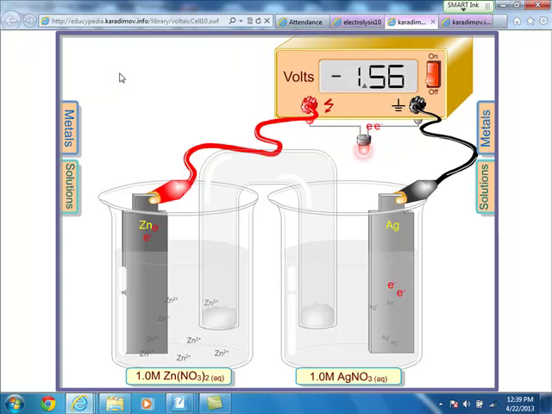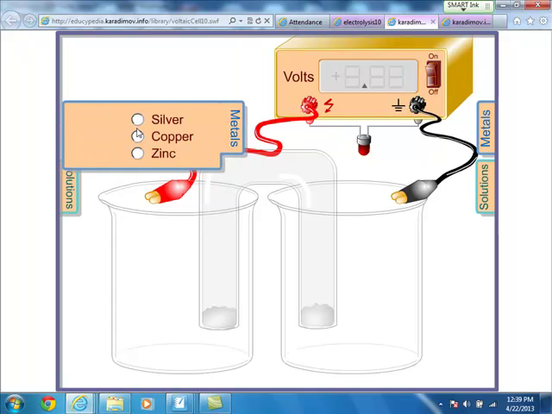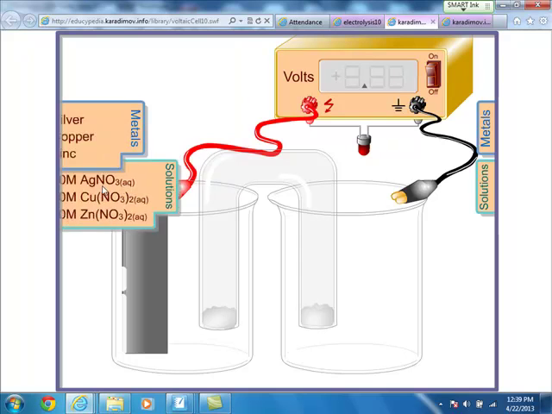Look what's happening in the silver beaker. So what's happening to them? More Ag. So what do you suppose happened to the mass of that silver metal? Why would it increase? I don't know. No, you're probably right. Look again. Oh, this one was zinc.